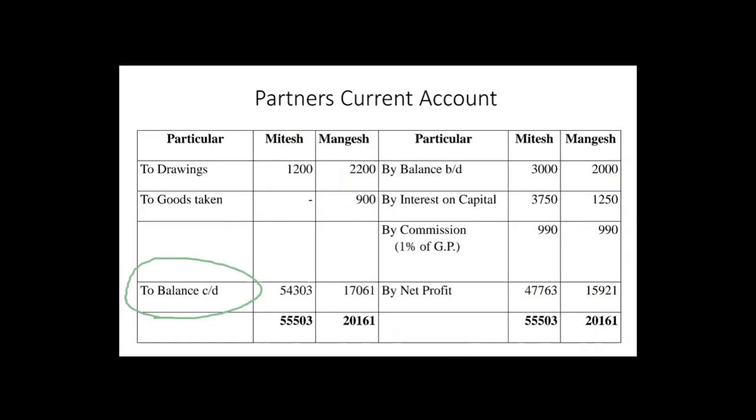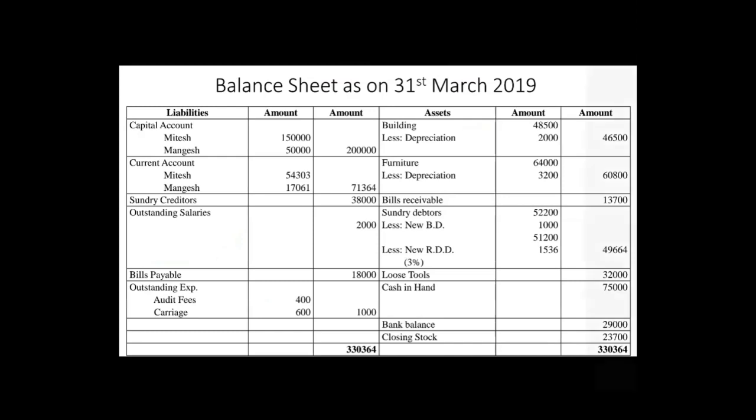Okay, balance carried down. If the balance carried down of the current account comes in debit, whatever is remaining is in debit, then you are going to record it on the liability side of the balance sheet. So you will see over here current account Mitesh Mangesh 54,303 and 17,061. Okay, adding both, the total is 71,364. So this is the way you are going to close your current account and record the amount in the balance sheet. If the closing balance is left in credit, then you are going to record it on the asset side of the balance sheet, right?